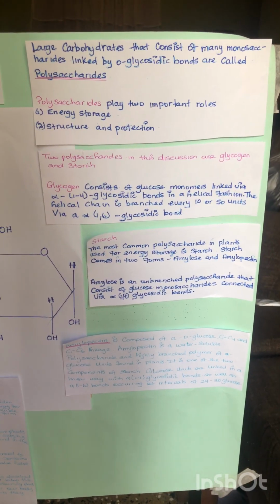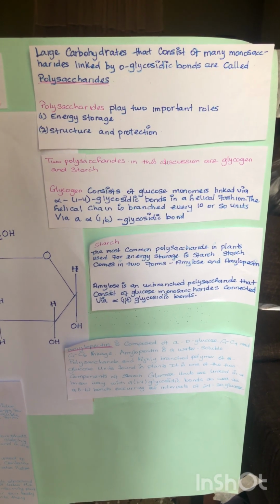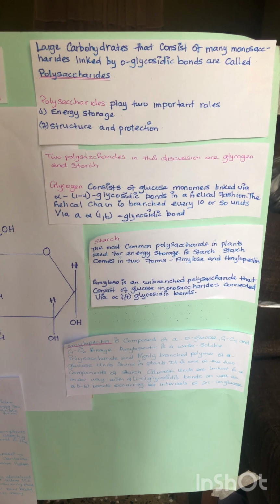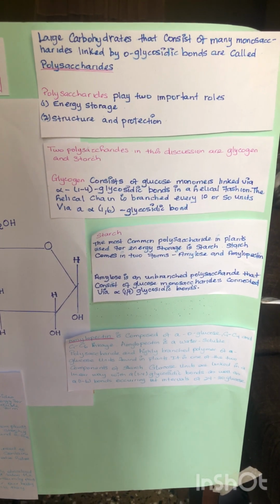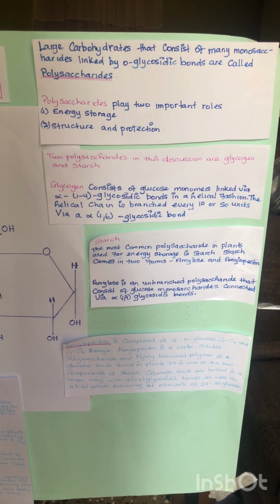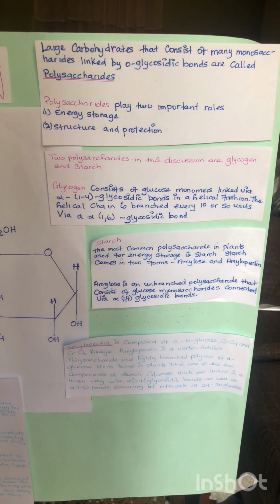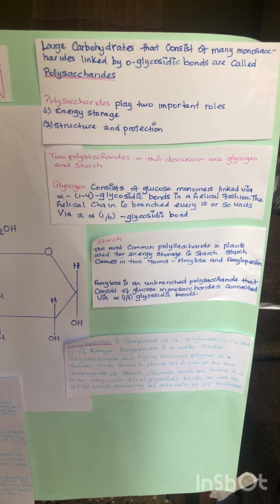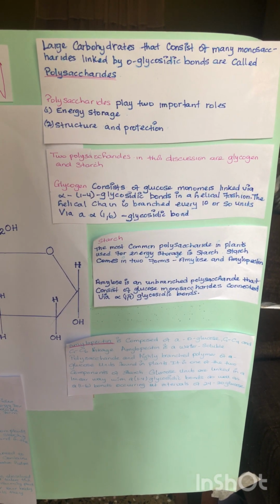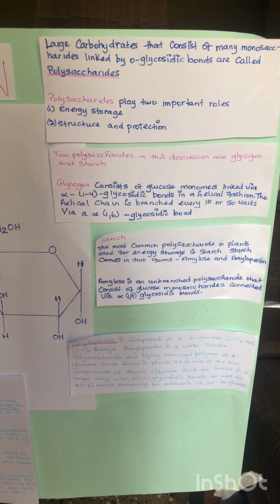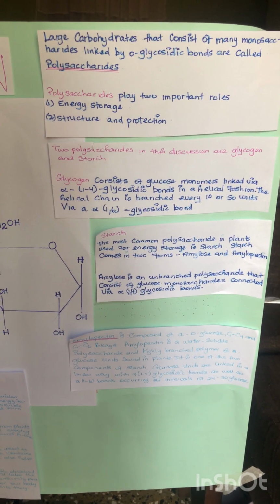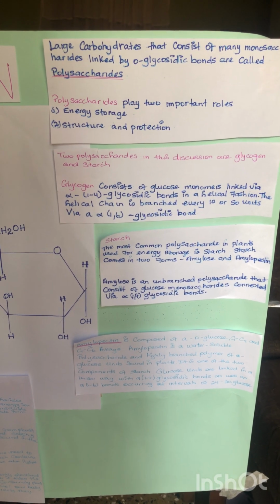So, providing a brief discussion of how we come about with amylopectin, large carbohydrates that consist of many monosaccharides linked by O-glycosidic bonds are called polysaccharides. Polysaccharides play two important roles: energy storage and structure and protection. Two polysaccharides in this discussion are glycogen and starch.